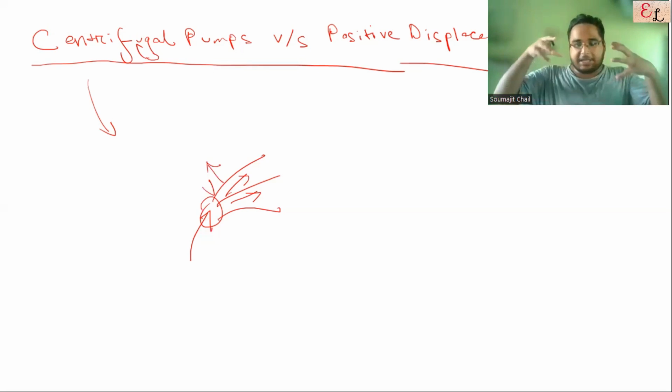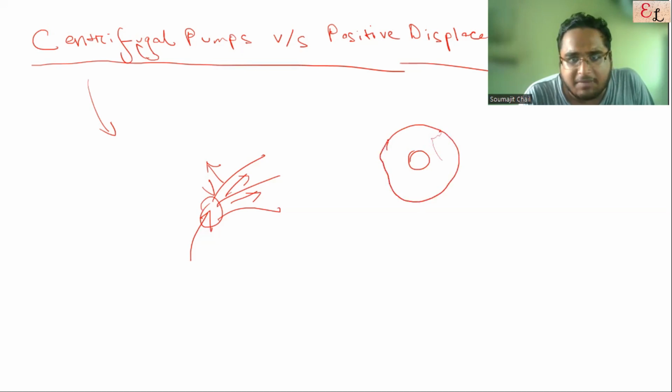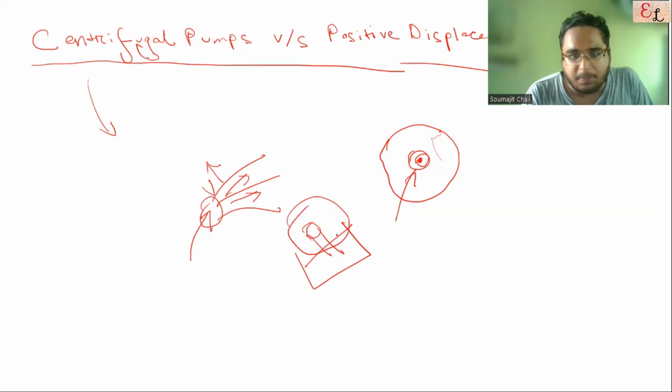So the centrifugal pump will have a structure like this. If I try to draw it, there will be this eye of the impeller. If I consider this to be the bath of the fluid, this to be the mouth of the centrifugal pump and this to be the centrifugal pump, the atmospheric pressure here pushes the liquid to the eye of the impeller, because it is an extremely low pressure zone and a high velocity zone.